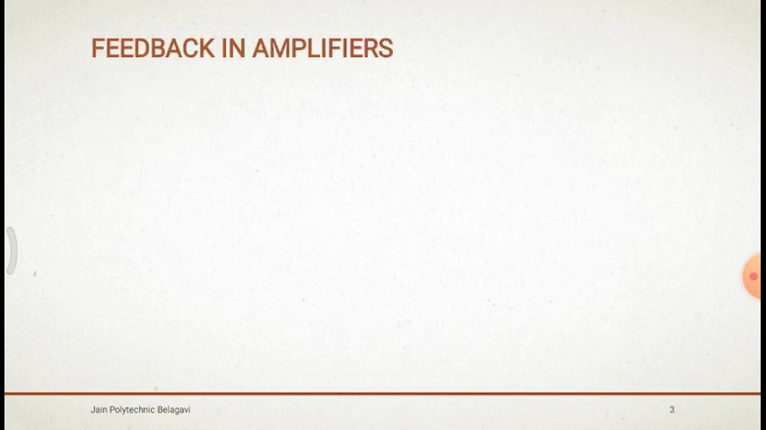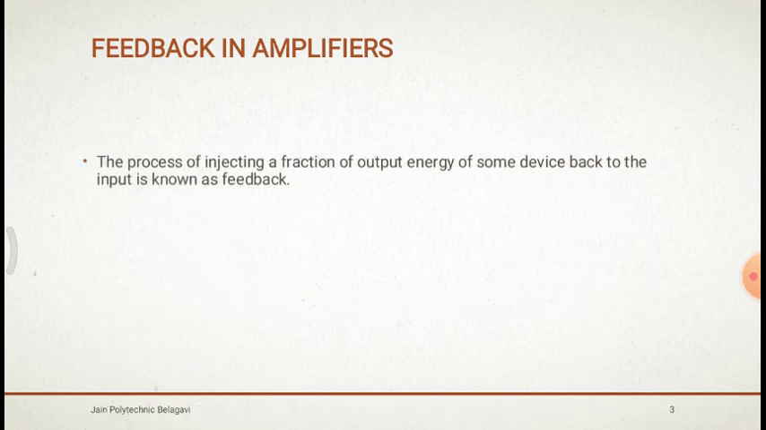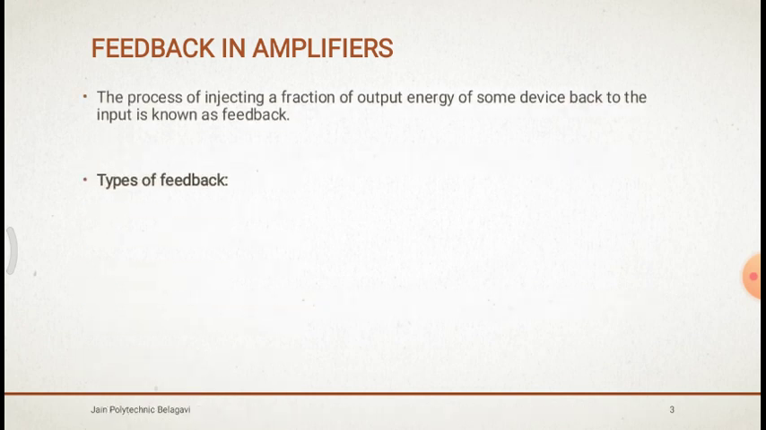What is feedback? Feedback is the process of injecting a fraction of output energy of the same device back to the input. The output again you have to connect back to the input. So feeding back a little bit of the output fraction to the input, it usually consists of two parts in a feedback amplifier: one is the amplifier circuit, one more is the feedback network. In that, two types are there, one is the positive feedback and one more is the negative feedback.